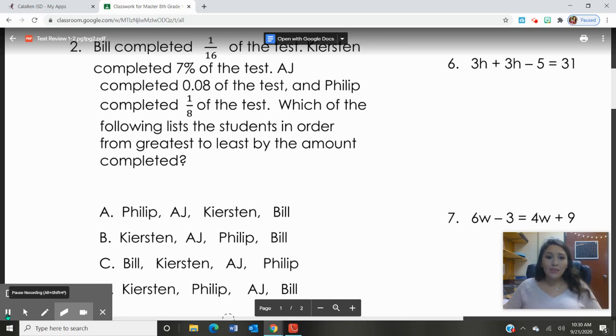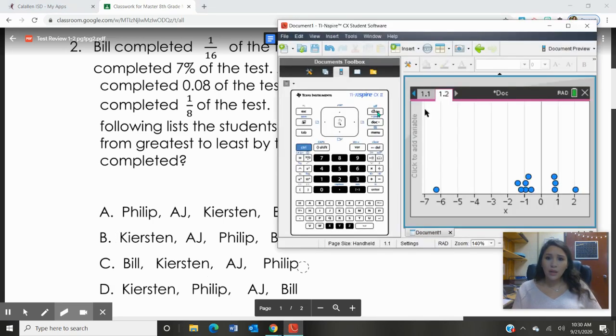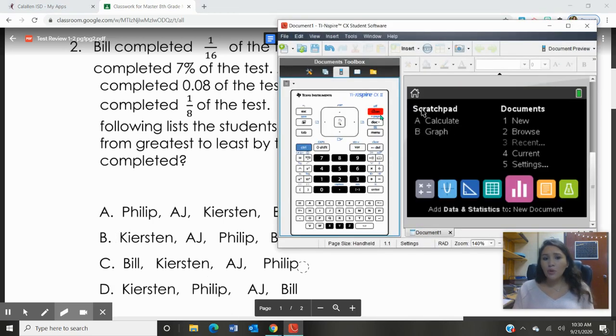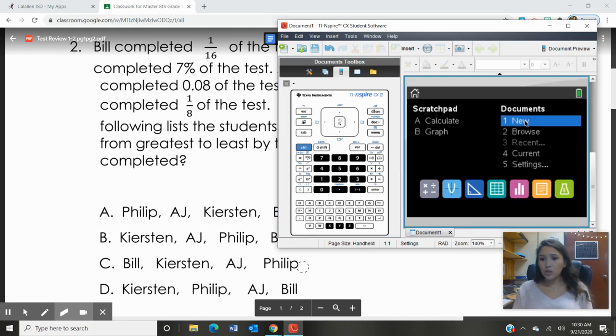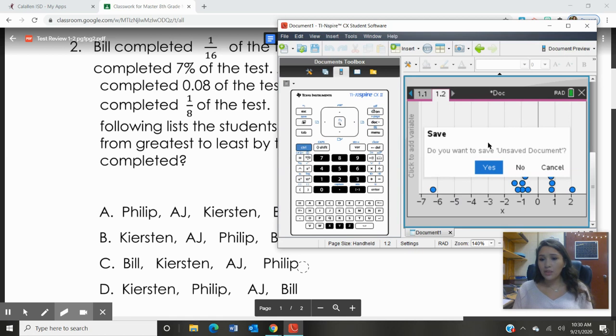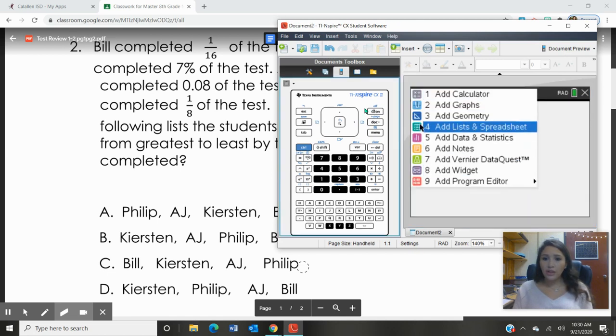Okay, so again, this is going to be an ordering problem, so I'm going to go ahead and open up my calculator. And I'm going to press the on button. Every time you're going to order a new set of numbers, you need to clear out your calculator. So you're going to press 1, and you don't want to save a document, so you're going to press no. What this does is it clears out your calculator.